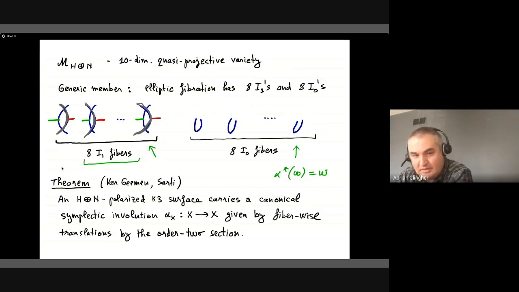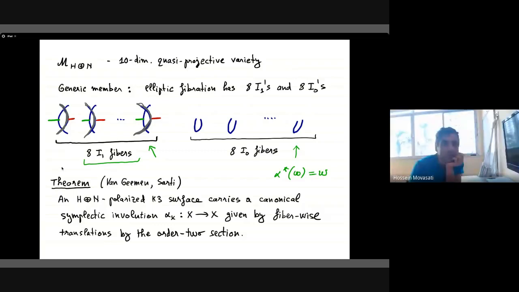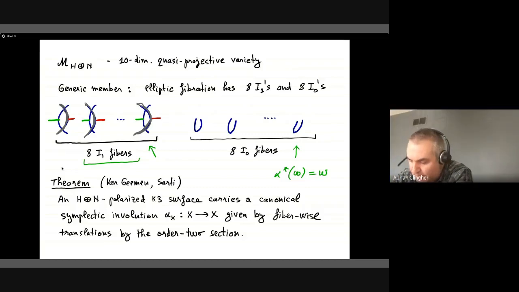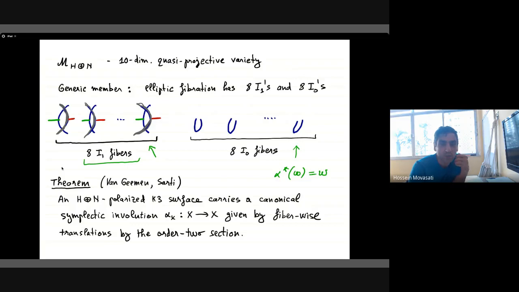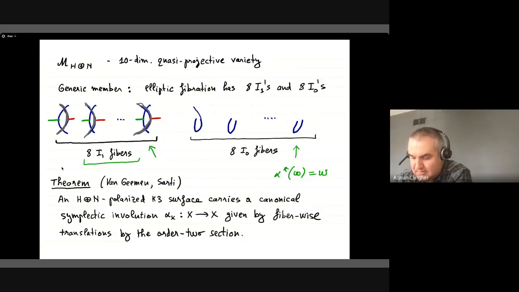Does this answer the question? Okay. So the main issue is that in the singular fibers, maybe it's reducible, so it produces more and more algebraic curves, and so the dimension becomes 10, the dimension of the moduli space. Yes.